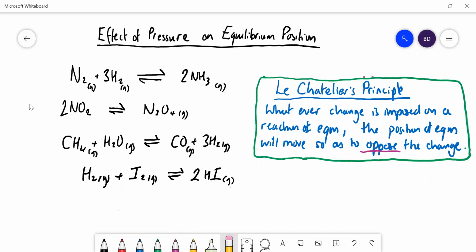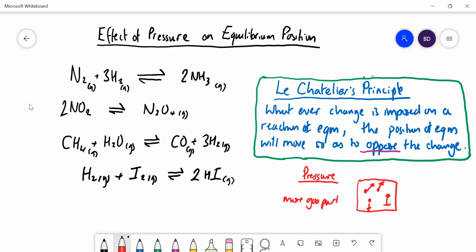Okay, pressure. Now, all of these reactions involve just gases. What is pressure? Well, if you have a container, you've got gas molecules flying around in it, banging into the sides. It is the change of momentum of those particles which puts a force on the container, and force divided by area is pressure. So the important thing to take home is that the more gas particles there are, the higher the pressure will be.